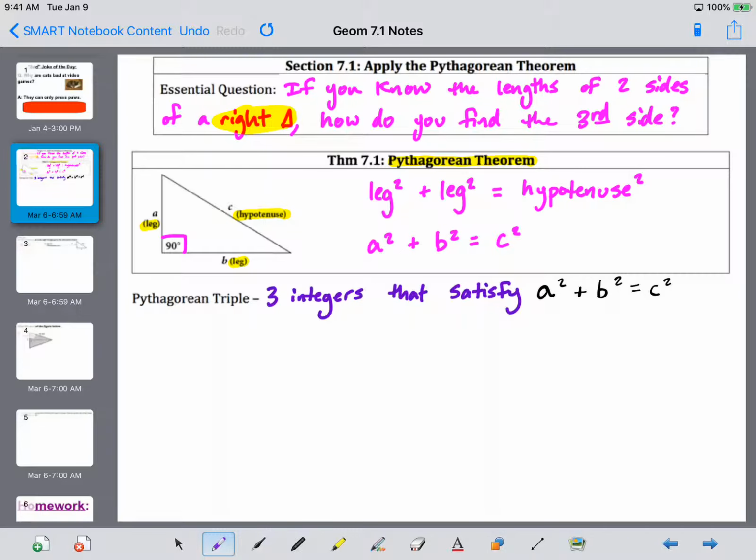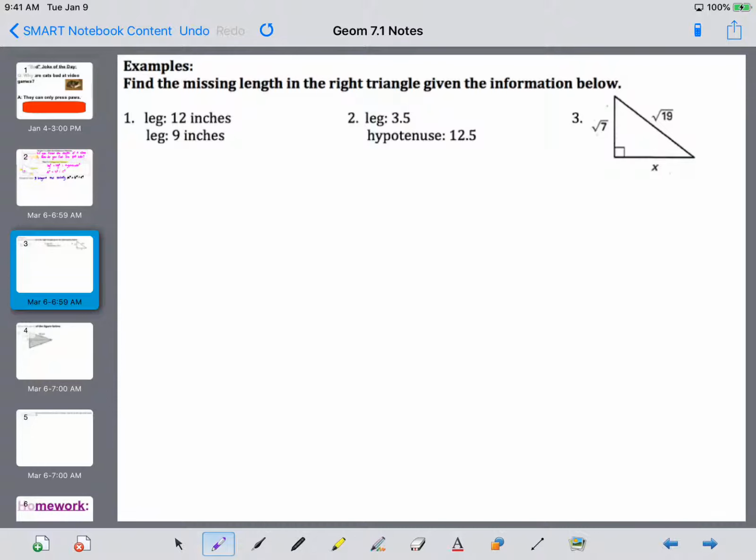Let's look at some examples. We are going to find the missing length in the right triangle given the information below. In number 1, if they give me a leg of 12 inches and a leg of 9 inches, that is the a and the b that we can plug into the Pythagorean theorem. So we are going to solve for c. We'll say 12 squared plus 9 squared equals c squared.